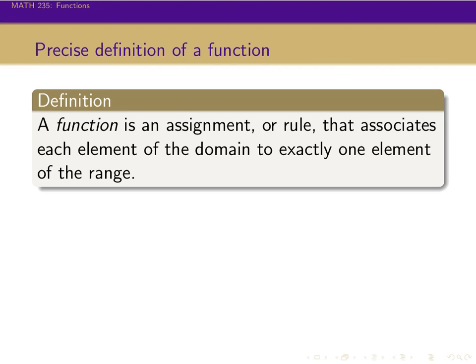So the more precise definition of a function, using this idea of domains and ranges, is that a function is an assignment, or you can think of it as a rule, that associates everything in the domain to something in the range. And each thing in the domain is connected to only one thing in the range. That's how we grasp onto that concept of if you put the same thing into the function over and over again, you get the exact same thing out.